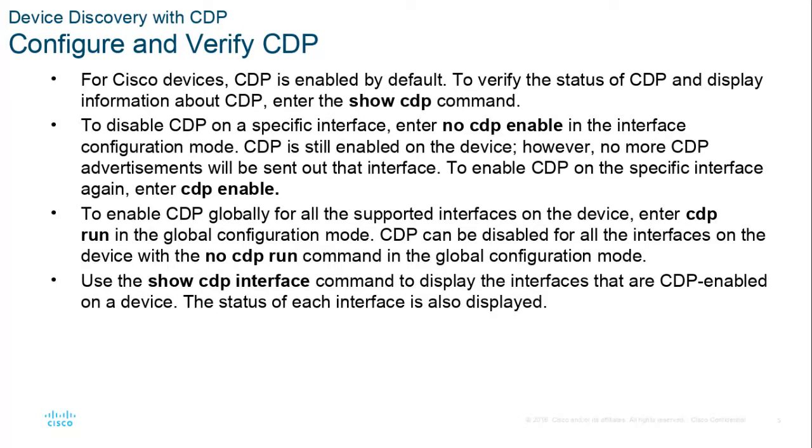It's on by default. CDP run is a default. If you use no cdp run to turn it off, and you want to turn it back on again later, you can type cdp run, and you'll turn it back on again. Then you can use the command show cdp interface to see which interfaces are enabled on that particular device. Very handy command, and I like to use it because it gives us a lot of useful information.